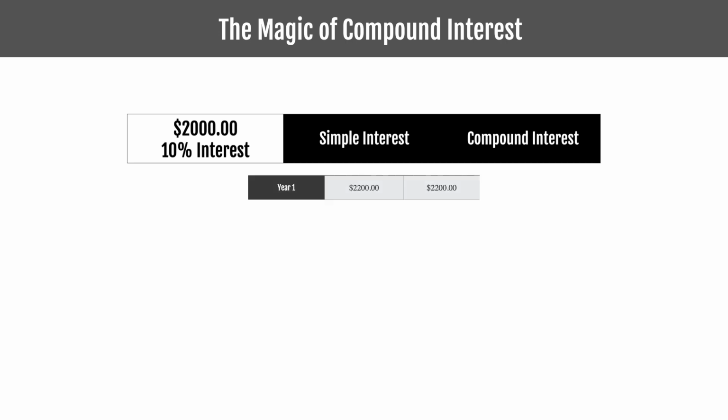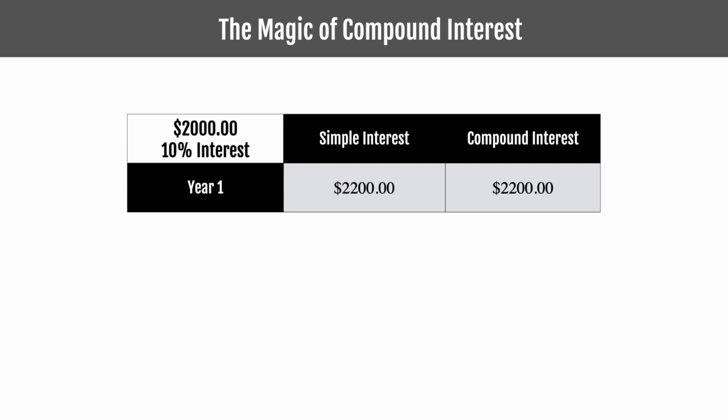So you'll see here in year one, the simple interest is going to be 2,000 times 0.10, which is the interest rate, 10%, and you're going to get $2,200. For compound interest, it's going to be the same in the first year because the first year you're only multiplying the interest to the base amount. So let's see what happens in year two.